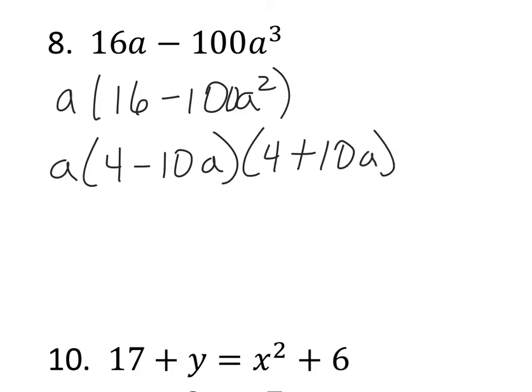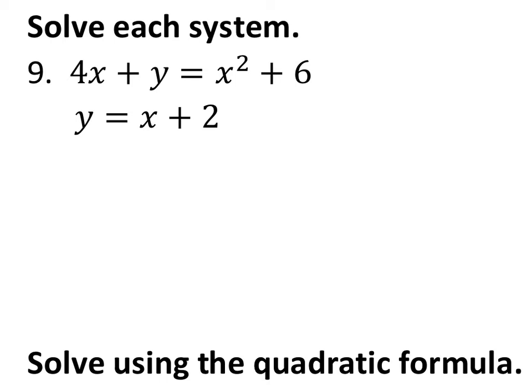Made a little mistake there. That should have been 16 minus 100a squared. So now that's how that factors, and we're done. All right, in the next problem, we solve each system.